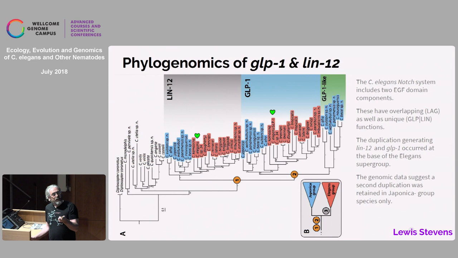So this suggests that the differentiation in function between GLP-1 and LIN-12, which we see in C. elegans, and which has been part of a lot of genetic research, is something that's quite recent, something that's happened by subfunctionalization of a duplicated gene after this point. So what are the GLP-1 LIN-12 orthologs doing here? Are these ones doing both functions? And what's the function of this GLP-1-like ortholog, which is uniquely present in this group of Japonica group species?